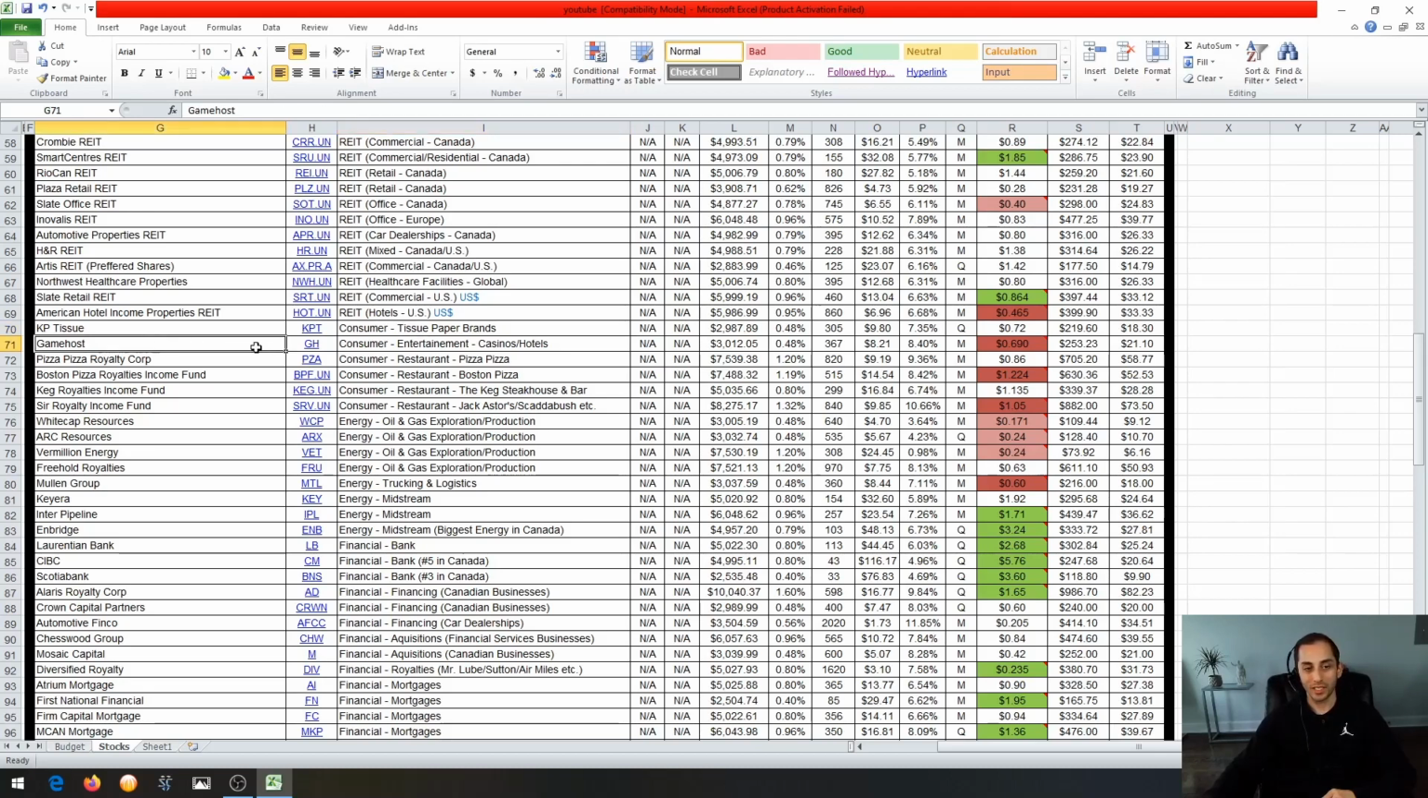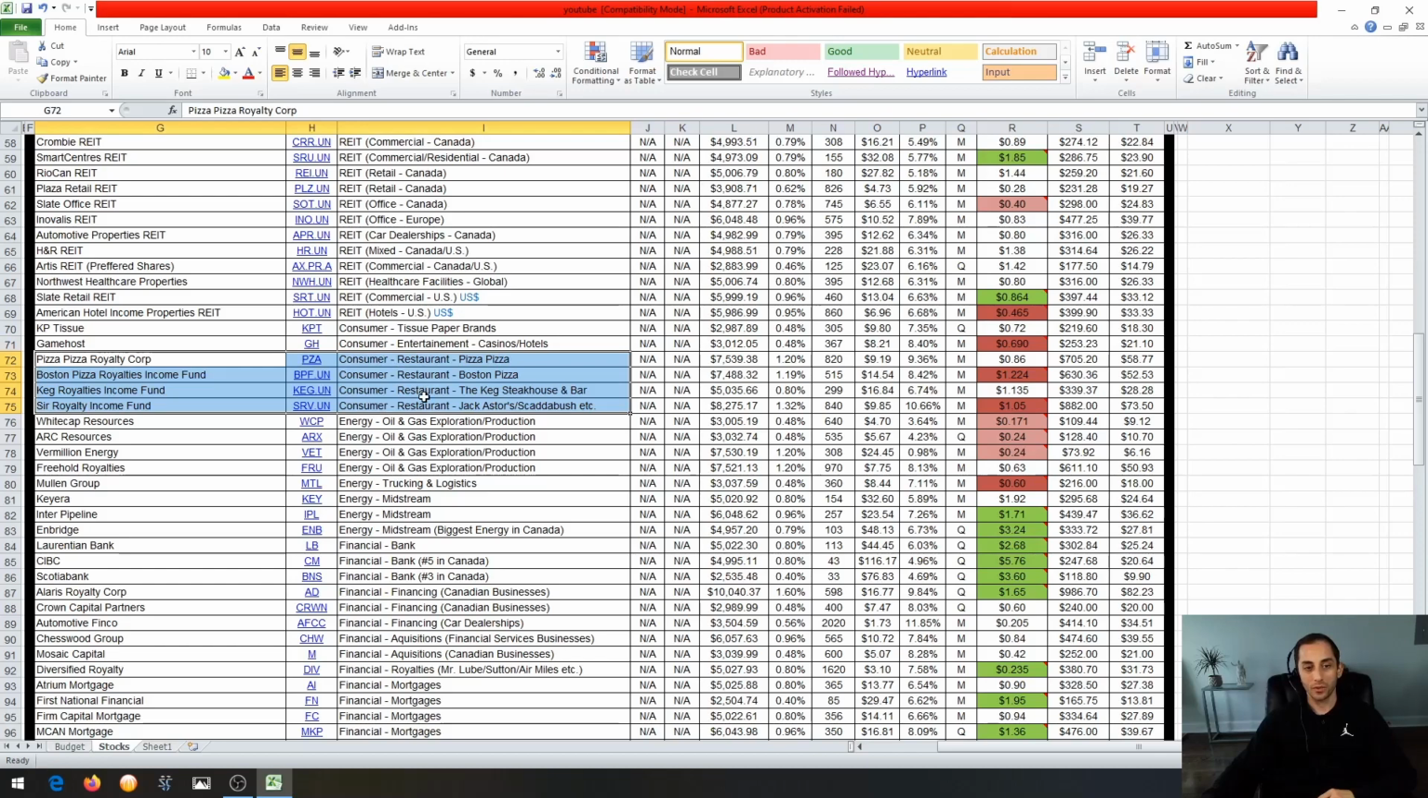Game Host is interesting. I got this one mostly for fun. They own three casinos and hotels in Alberta, so most of their money comes from casino revenue. So one of the rare opportunities you actually have to get a piece of a casino. Pretty cool. Unfortunately, they had to suspend their dividend because they had to close their casinos due to COVID-19.